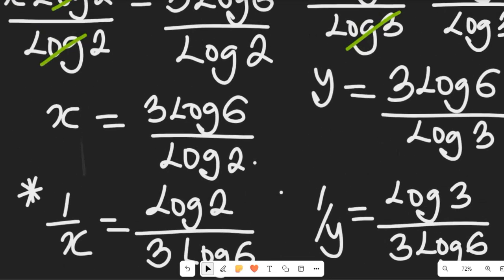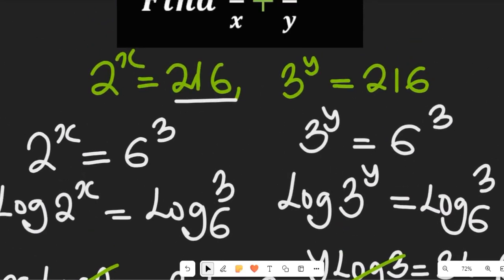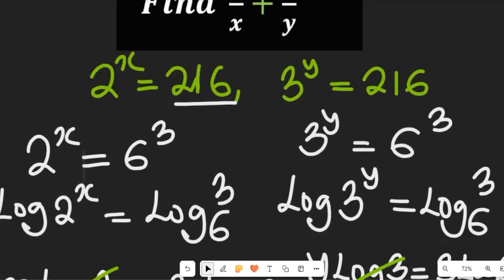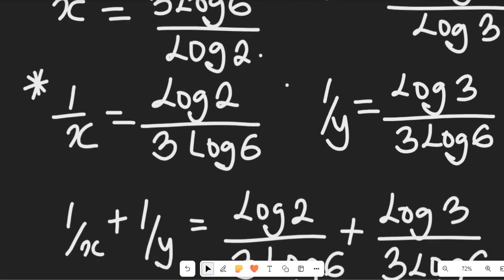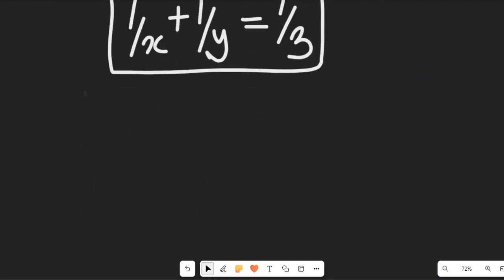This is the first method we can use in solving this equation. Now let's consider the equation, and I'm going to show you the second method we can use in solving this question. In the second method, we are going to consider the question 1 divided by x.